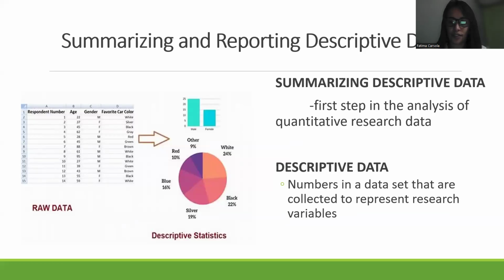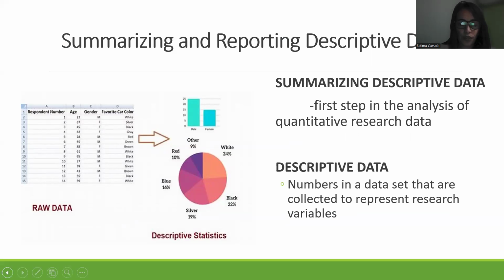Okay, let me share my screen for our nursing research week 13. So for this time, we'll be talking about summarizing and reporting descriptive data.